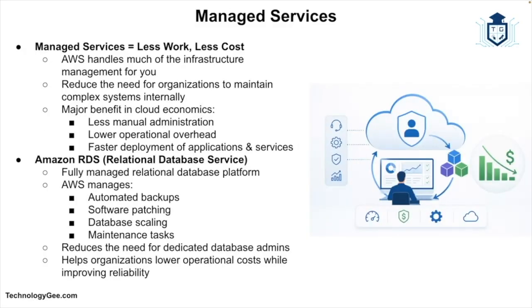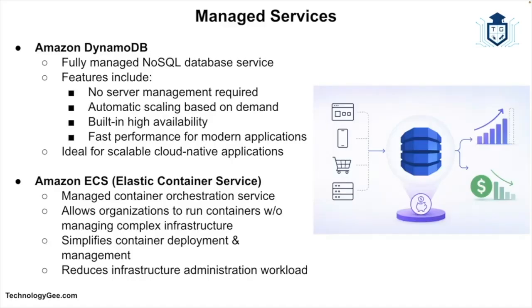Then there's the concept called managed services. So AWS offers managed services, which means AWS handles the heavy lifting for you. And this is a big deal in cloud economics. So within that, we have what is called Amazon RDS, or Relational Database Service. So instead of managing your own database server, AWS handles your backups, your patching, and your scaling. And basically, it produces less work, which equals less operational costs for you. You also have what is called Amazon DynamoDB, and this is a fully managed NoSQL database where you have no server management. It offers automatic scaling and high availability.